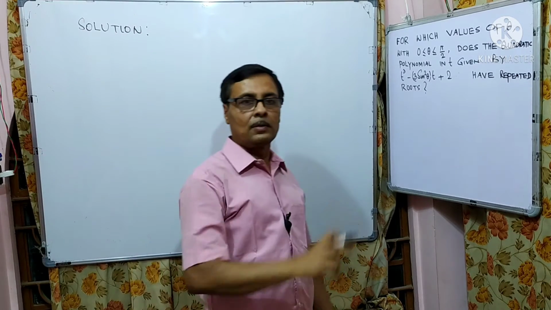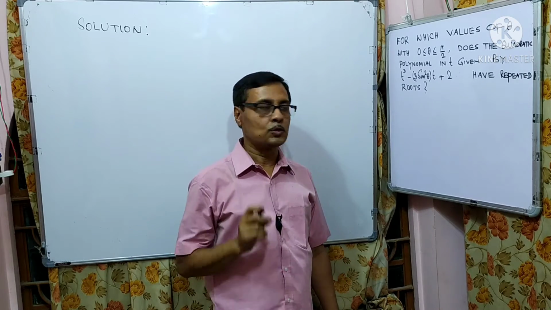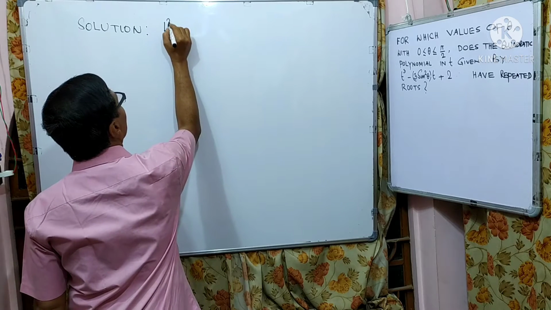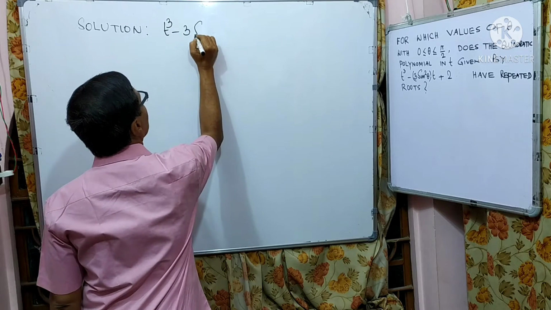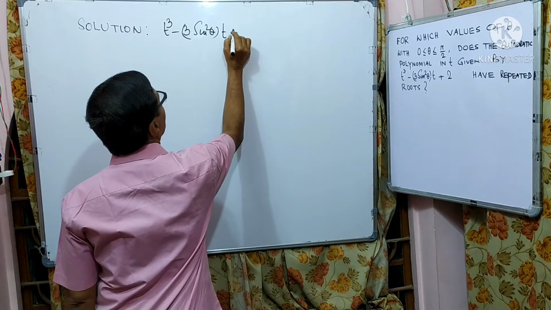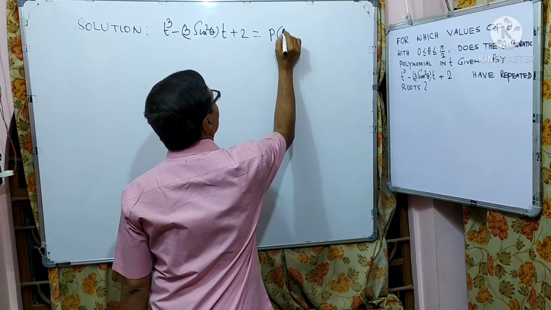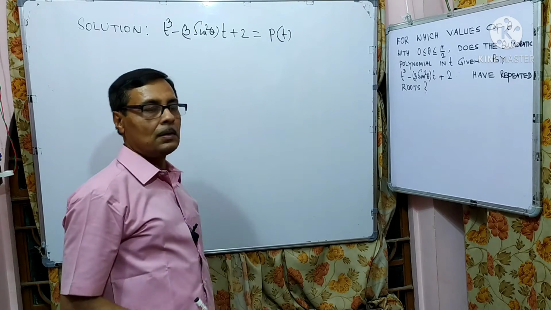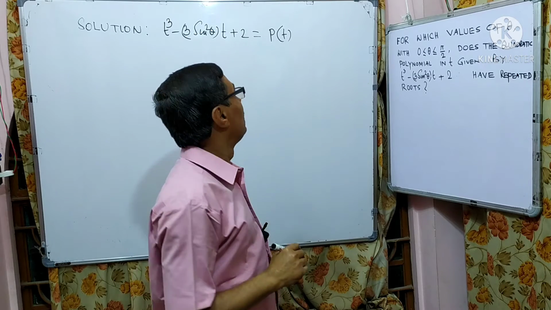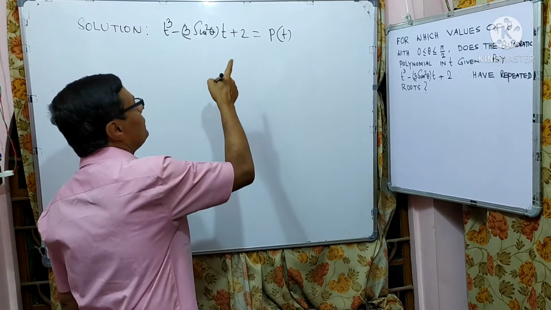Here the polynomial is given as t cube minus 3 sin square theta into t plus 2. We call this polynomial p of t. This is a polynomial in t, and it is also a polynomial of third degree. The highest degree is 3.